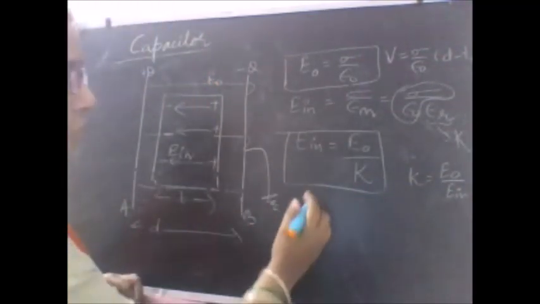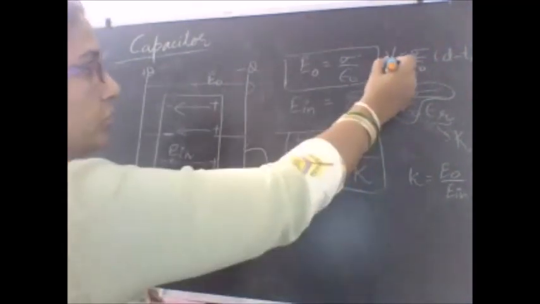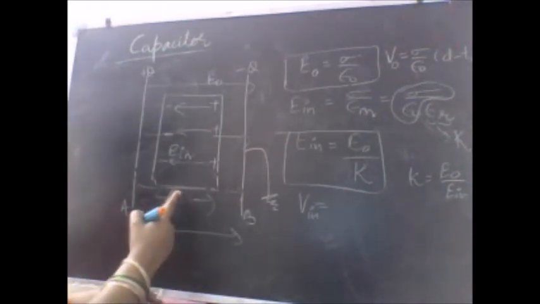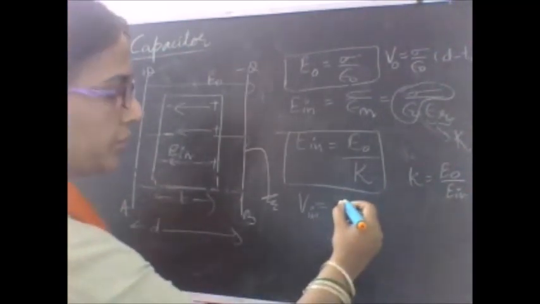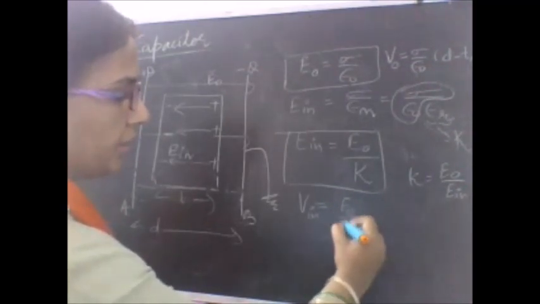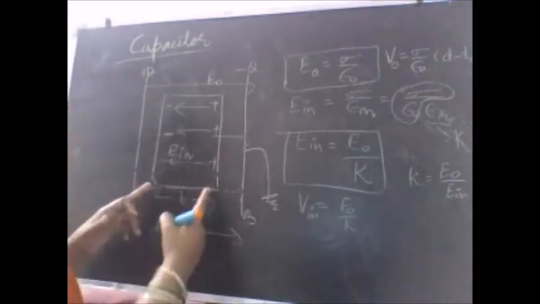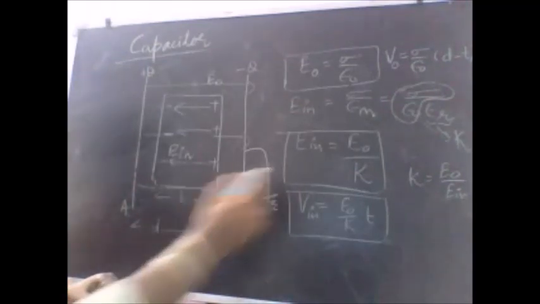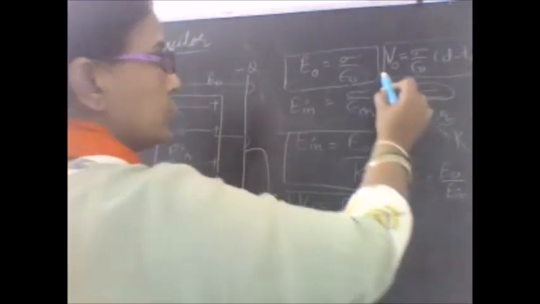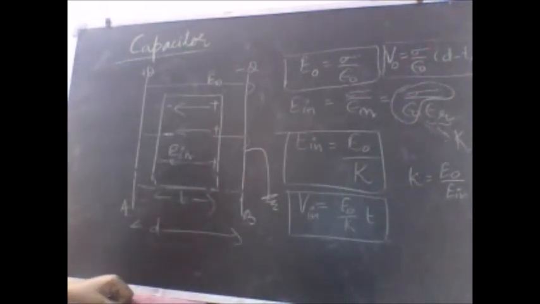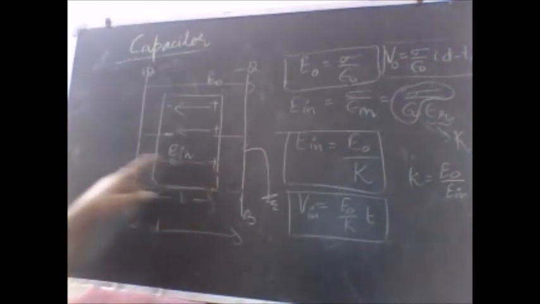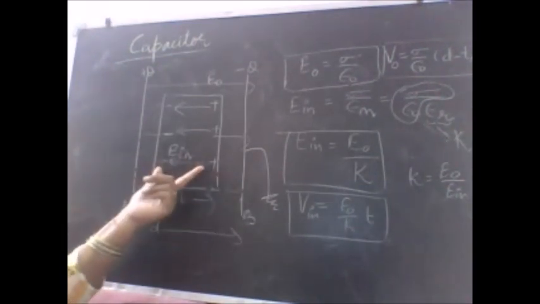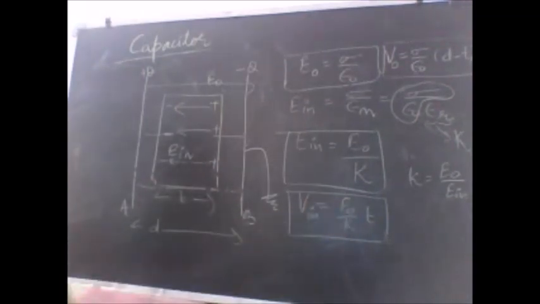In the same way, from this formula I can say that this was the original potential, and this is the induced potential due to the dielectric medium inserted. So it can be written as E naught by K into thickness. What is the thickness of the dielectric slab? It is T. So I am left with two expressions here. One is V naught is equal to sigma by epsilon naught into d minus t, which is for the region where air is filled in, and second one is the potential due to the dielectric medium, which is E naught by K into T.